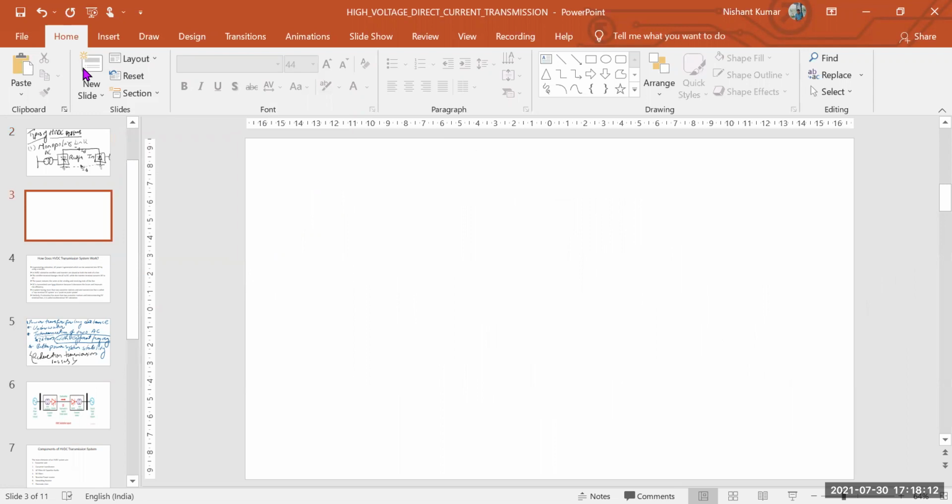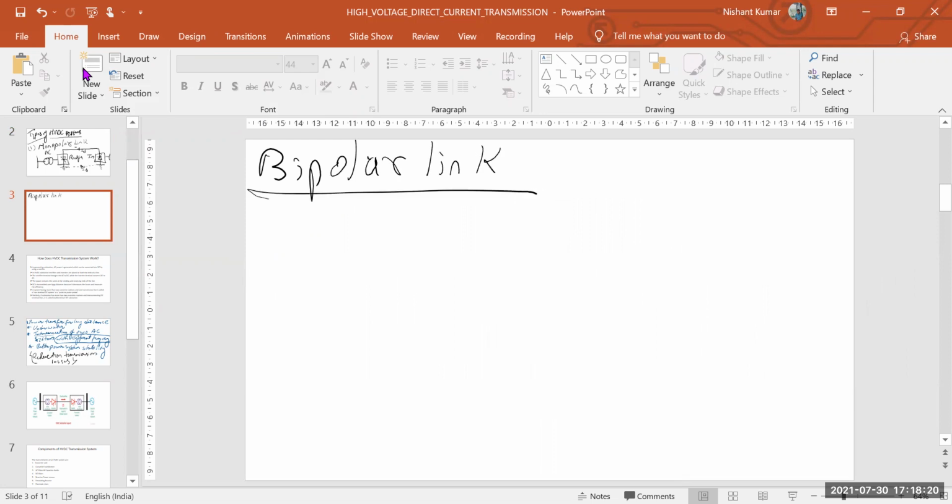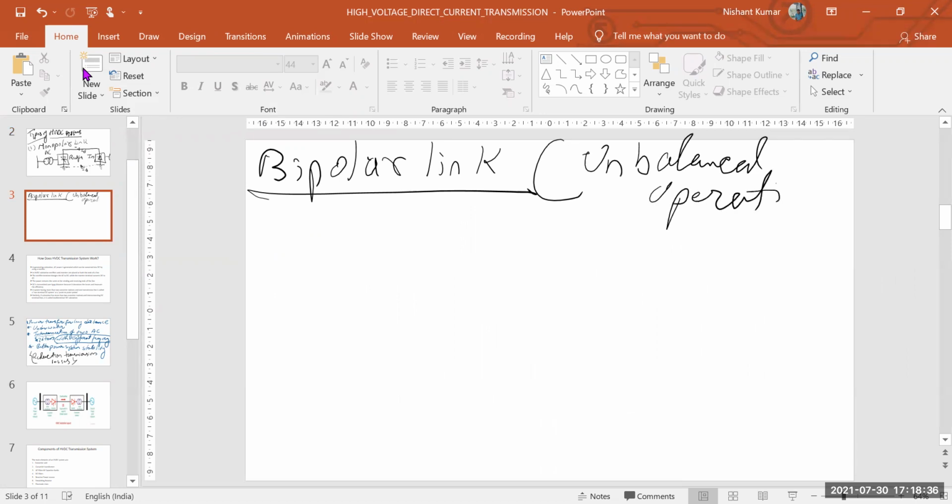Now the other is your bipolar. This is your bipolar link. Sometimes you could also call it unbalanced operation. This is your bipolar link. This structure looks like this.